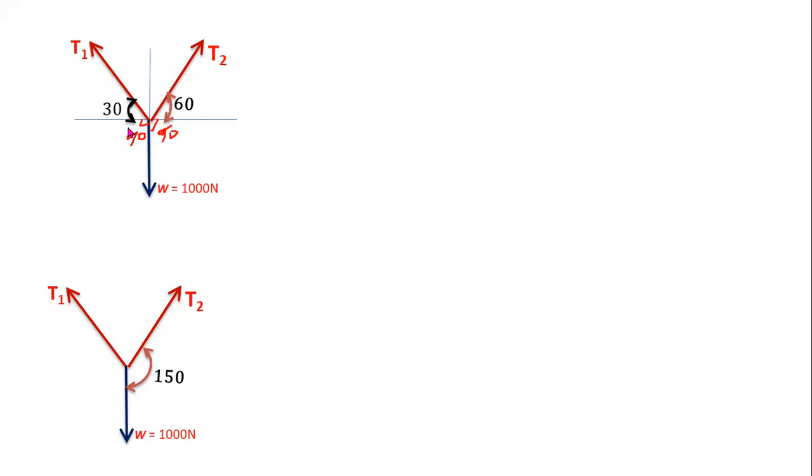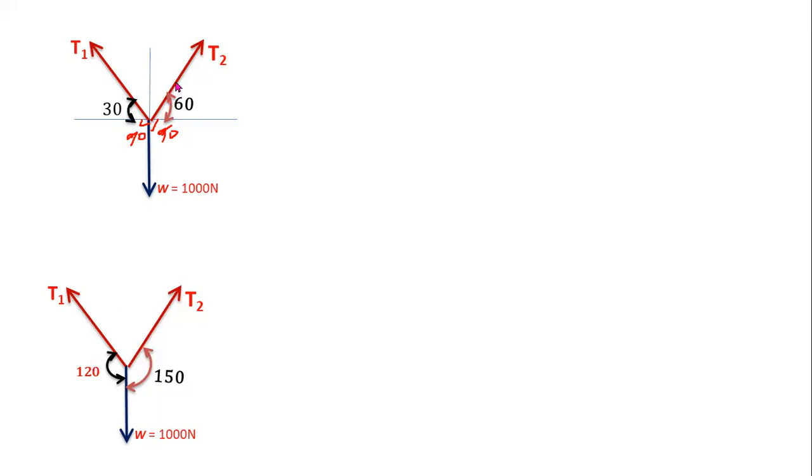And here the total angle is 30 degrees plus 90 degrees, so the total angle is 120 degrees. The angle between tension T1 and W is 120 degrees, 30 degrees plus 90. This is the horizontal axis, this is the vertical axis, so the angle is 90 degrees between the horizontal and vertical line. 90 degrees plus 60 equal to 150 degrees, and here 90 degrees plus 30 degrees equal to 120 degrees.